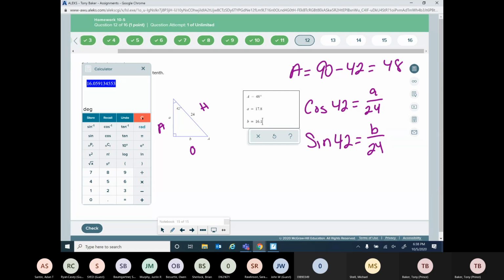Now, that makes sense. My opposite should be smaller than my adjacent because my 42 is smaller than the 48, the complementary angle on the other side. So that makes sense. So notice these three topics that we just did are basically the exact same thing. It's just how they're displayed and written is a little bit different, but it's the same concept for all of them.